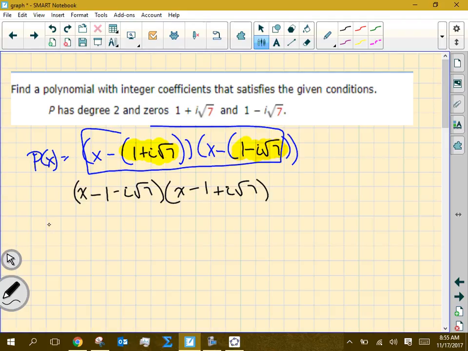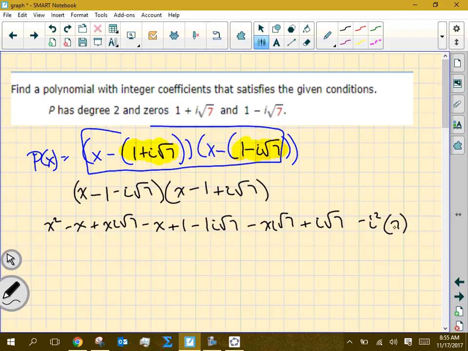So you're going to get 9 objects here. We have x times x gives me x squared, x times negative 1 gives me negative x, x times i radical 7 gives me xi radical 7. Negative 1 times x gives me negative x, negative 1 times negative 1 gives me positive 1, negative 1 times i radical 7 gives me negative 1 i radical 7. And now last times all this stuff will give me negative xi radical 7, positive i radical 7, and then negative i squared. Radical 7 times radical 7 gives me 7, right?